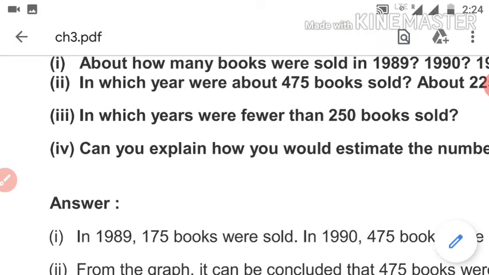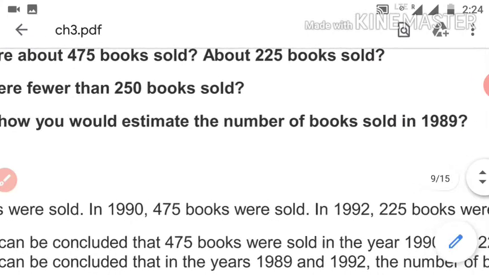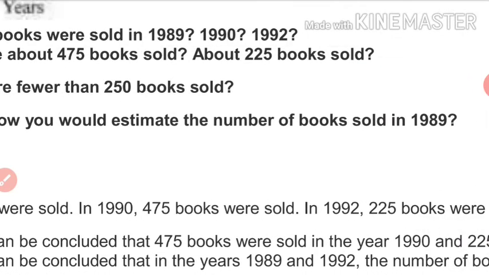Okay, 250. Question 4. Can you explain how you will estimate the number of books sold in 1989? Now you have to estimate the books sold, meaning the books sold in 1989 will be how much?